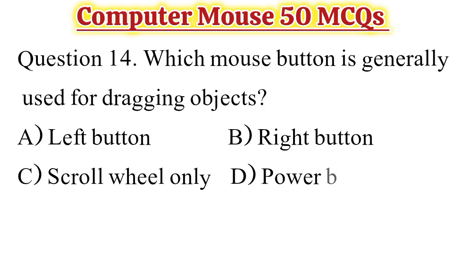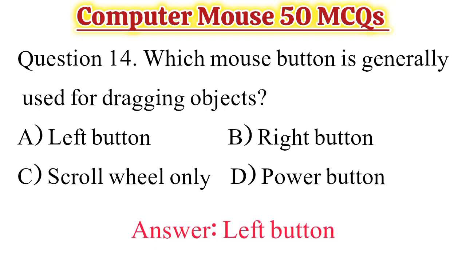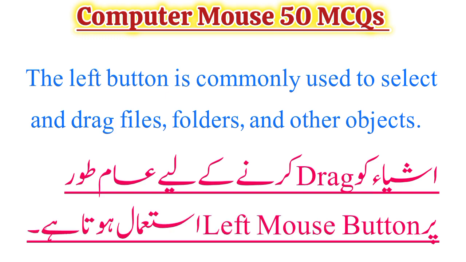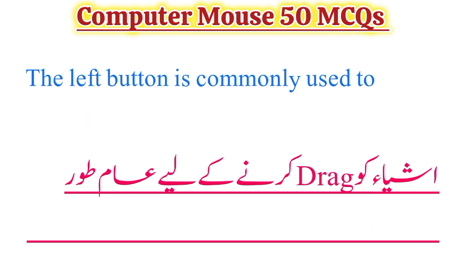14. Which mouse button is generally used for dragging objects? A. Left button. B. Right button. C. Scroll wheel only. D. Power button. Answer: A. Left button. The left button is commonly used to select and drag files, folders, and other objects.